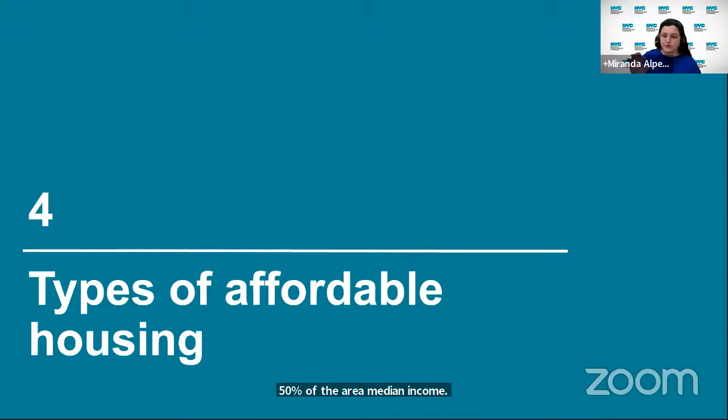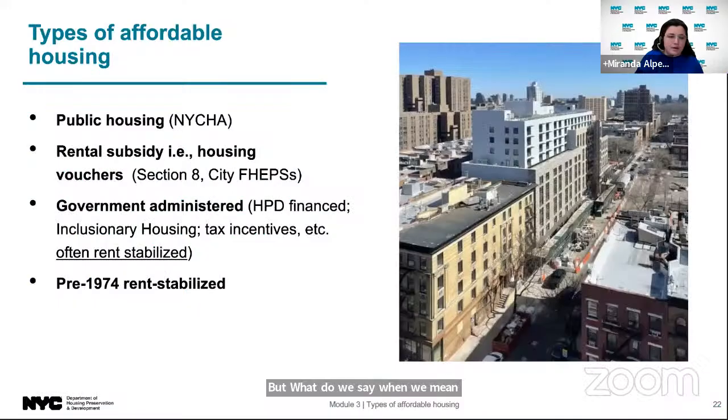So those are the high-level strategies we use to tackle housing affordability issues in our city. But what do we mean when we say affordable housing? We categorize affordable housing into 4 types. The first is public housing. In New York City, these are homes managed by NYCHA. There's also rental subsidy or housing vouchers, which you've probably heard of, Section 8 vouchers or City FHEPS vouchers.